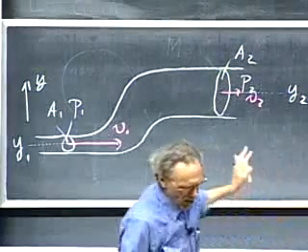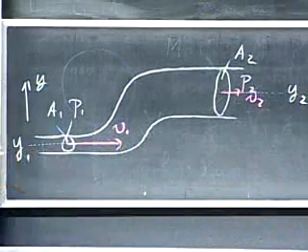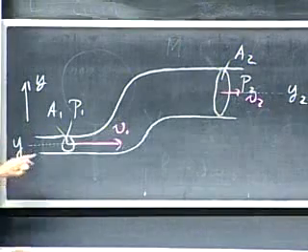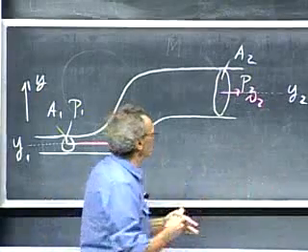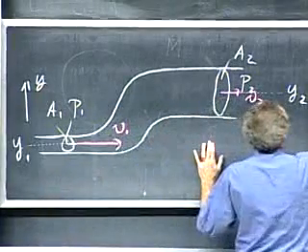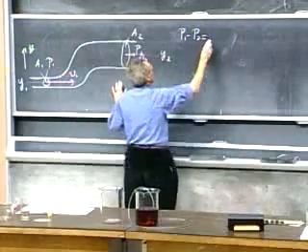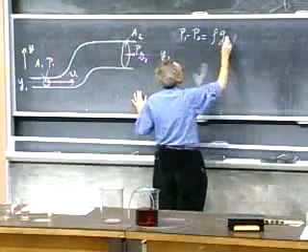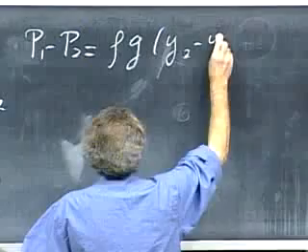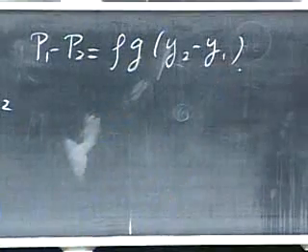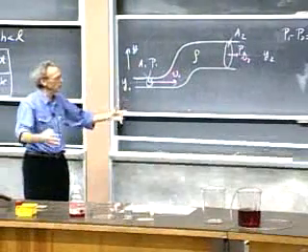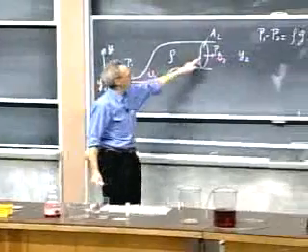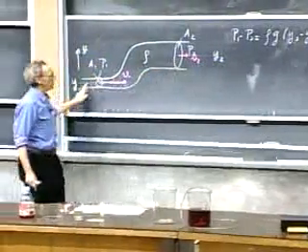Now if this fluid were completely static, if it were not moving, so forget about the V1 and forget about the V2. It's just sitting still. Then P1 minus P2 would be rho g times Y2 minus Y1, if rho is the density of the fluid. That's Pascal's law. So we'd just be sitting still, and we know that the pressure here would be lower than the pressure there.